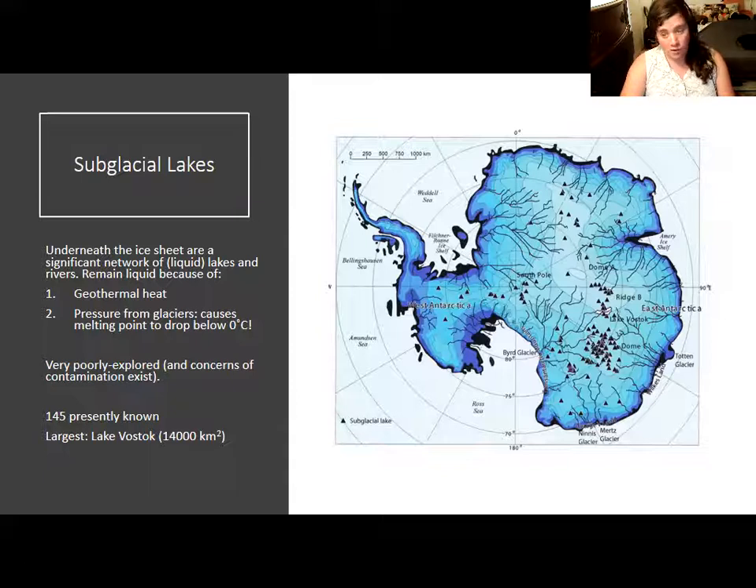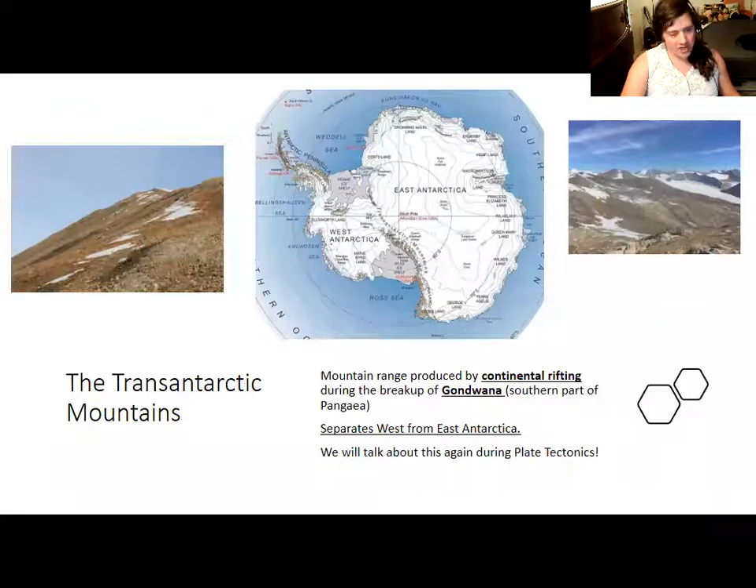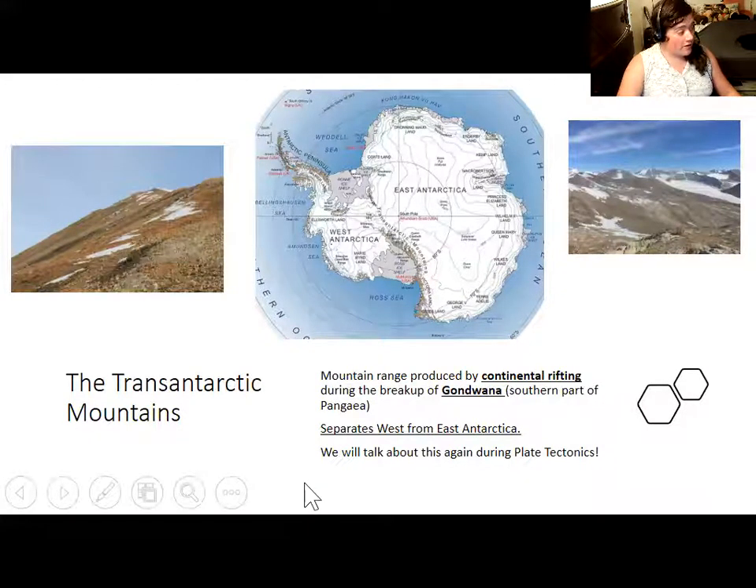That is actually one of the bigger fields of research right now. I'll talk more about the geology of the Transantarctic Mountains during another slide, but they are the main mountain range that you will want to know. They actually run all the way from Victoria Land to the peninsula. The peninsula is actually kind of an extension of the Transantarctic Mountains, and they separate the much smaller West Antarctica from the much larger East Antarctica. And they are the most prominent mountains that stick out.